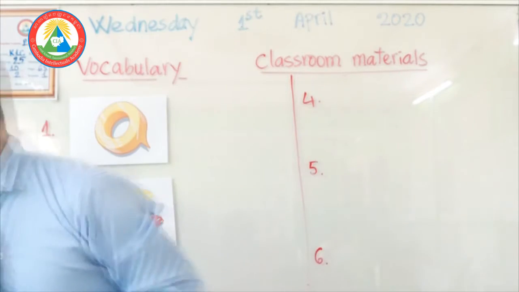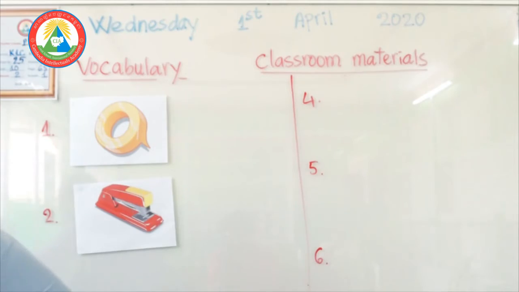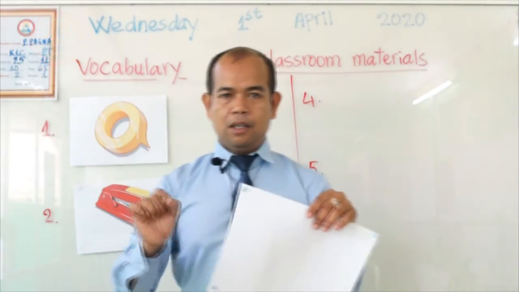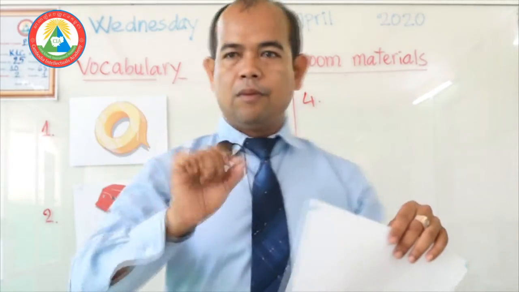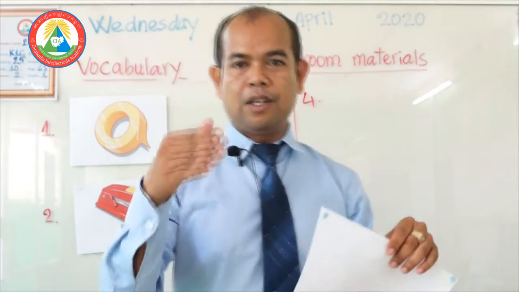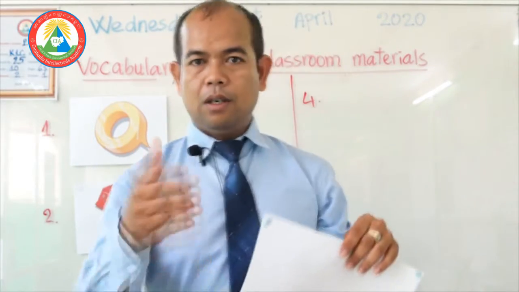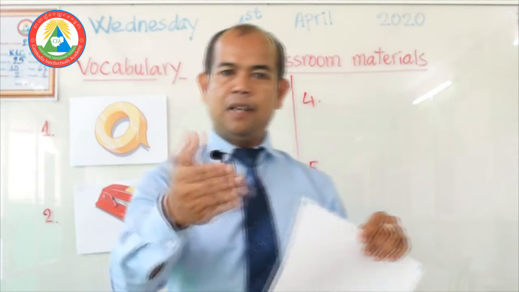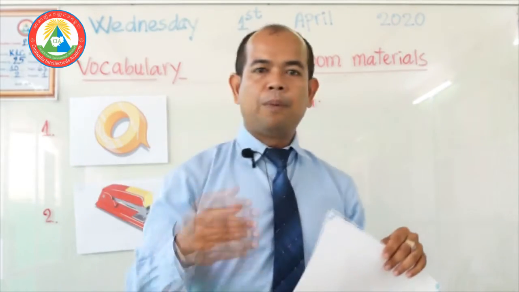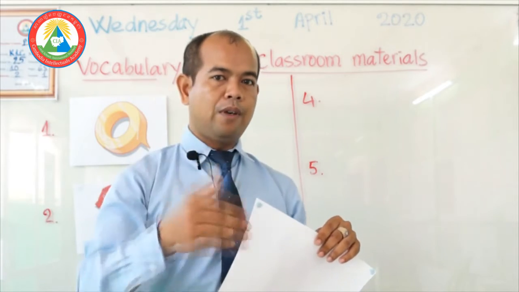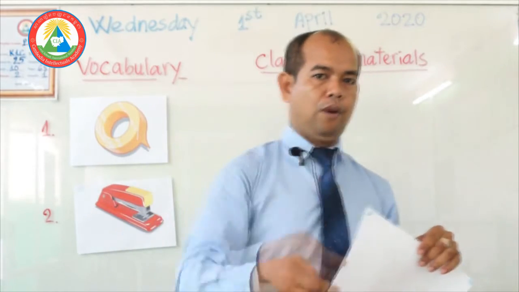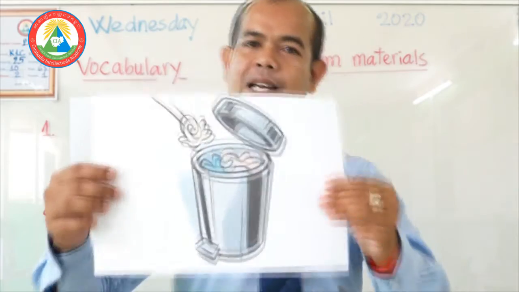Then we move to the third picture. This picture, you can see it somewhere on the road or in your house, or when you come to school. It is a container made of metal or rubber or plastic. This material is made of rubber. It's available in the market. And what is this object used for? I will show you. Can you see, everyone?